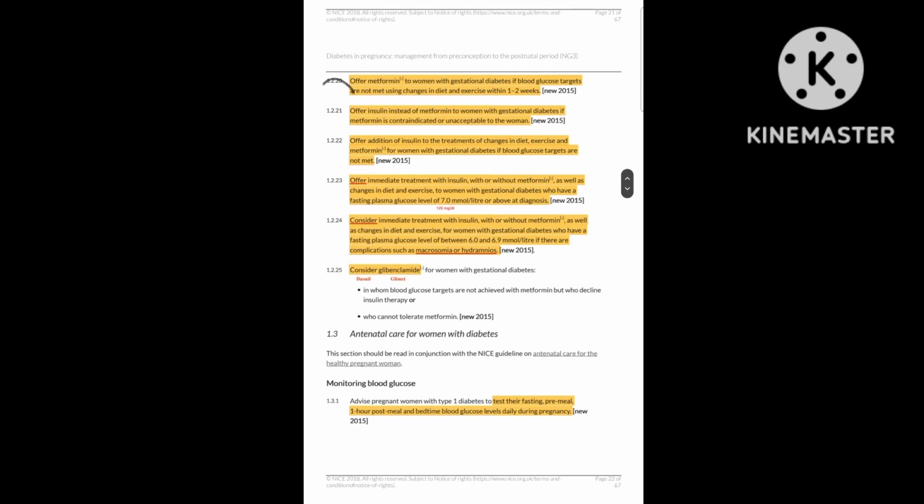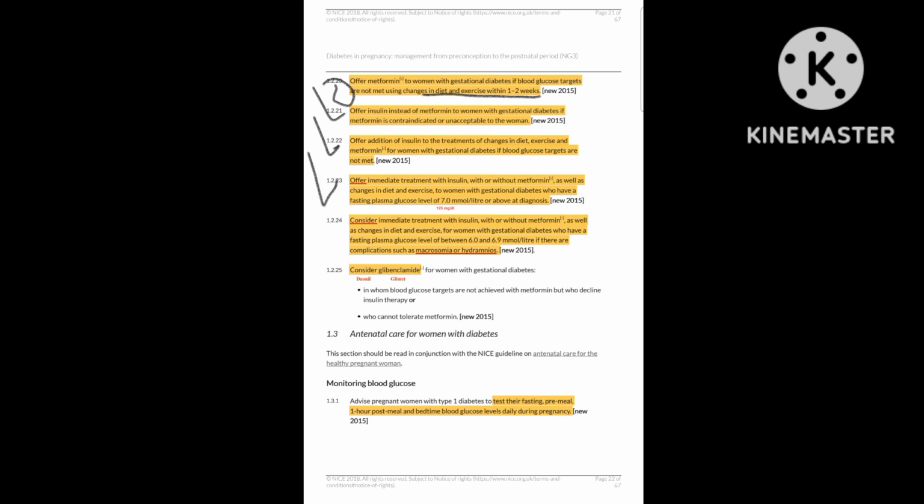Offer metformin to women with gestational diabetes if blood glucose targets are not met using changes in diet and exercise within 1 to 2 weeks. Offer insulin instead of metformin if metformin is contraindicated or unacceptable to the woman. Offer the addition of insulin to changes in diet, exercise, and metformin if blood glucose targets are not met.